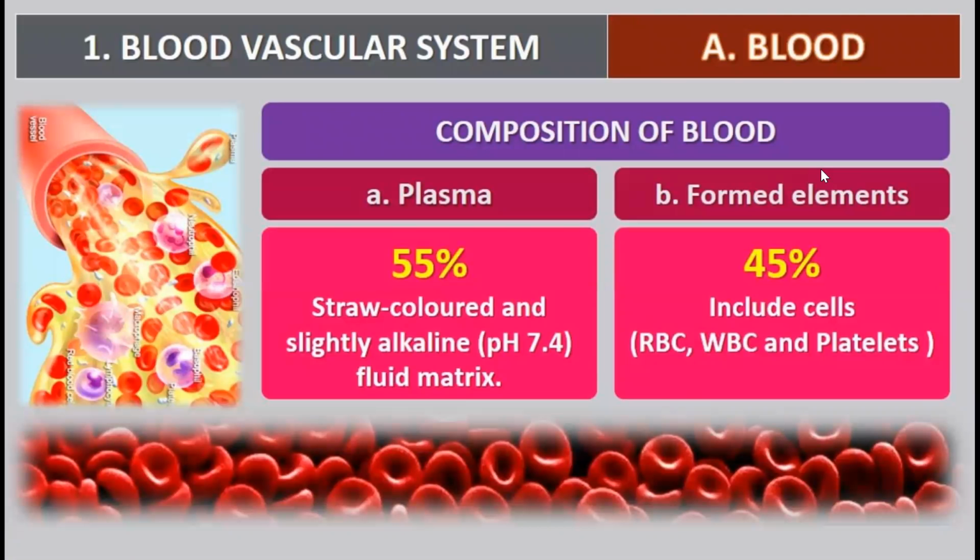Let's start with the blood vascular system. First, we will discuss the blood, then the heart and then the lymphatic system. Composition of blood: it is made up of plasma and formed elements. Around 55% is plasma and 45% is formed elements. Plasma is a straw-colored, slightly alkaline fluid matrix with a pH of around 7.5, and formed elements include the cells like RBC, WBC and platelets.